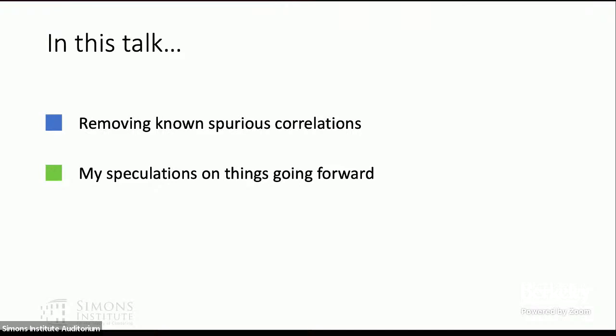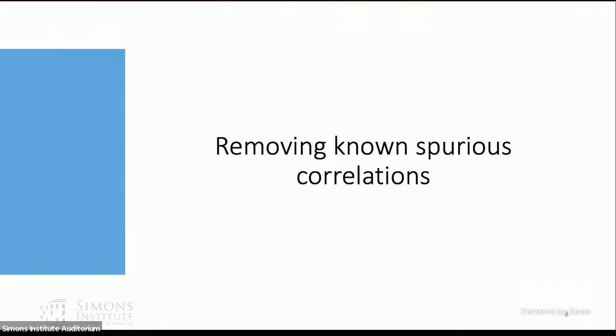Then I'll use that as a starting point to talk more broadly about where we think the research in neural networks is going to go, and how we bridge this gap between them not learning causal structures, but still wanting to retain their predictive power. So with that, I'll jump into the first part, which is on removing known spurious correlations from your data set.